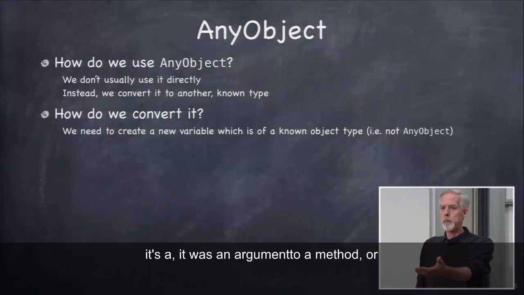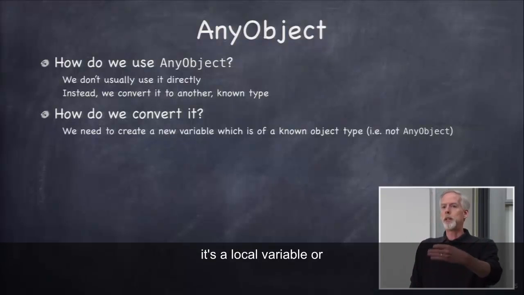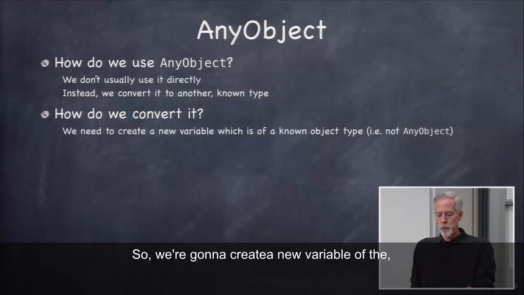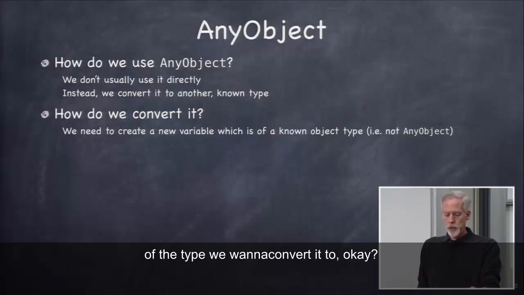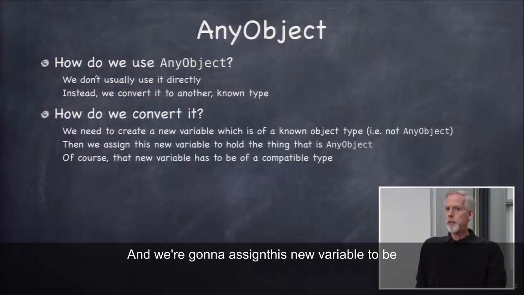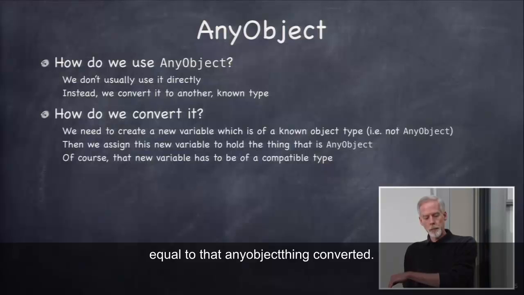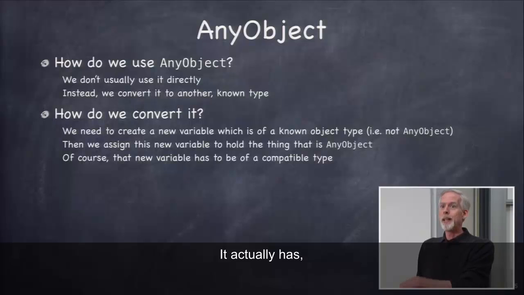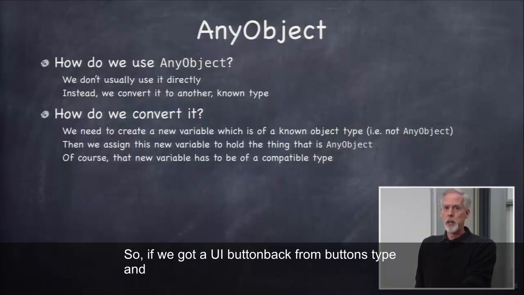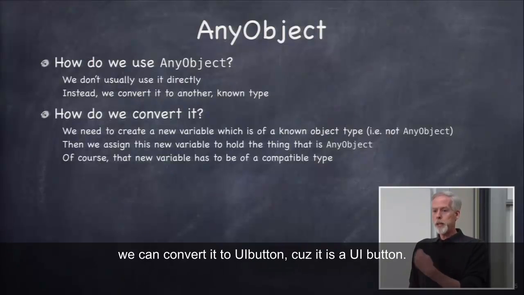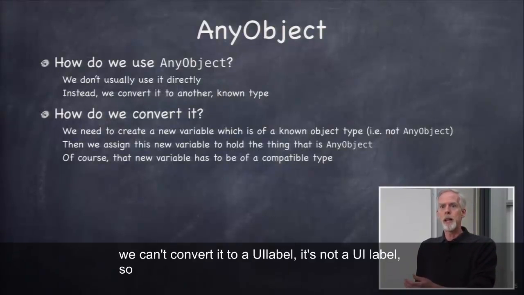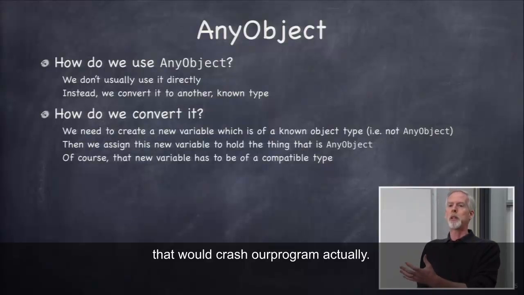So we've got some any object. It was an argument to a method, or it's a local variable, or something like that, and we want to convert it. So we're going to create a new variable of the type we want to convert it to, and we're going to assign this new variable to be equal to that any object thing converted. Now, of course, we have to convert it to a compatible type. It actually has to be one of those things. So if we got the UI button back from button type and it comes back as any object, we can convert it to UI button because it is a UI button. But we can't convert it to a UI label. It's not a UI label, so that would crash our program.